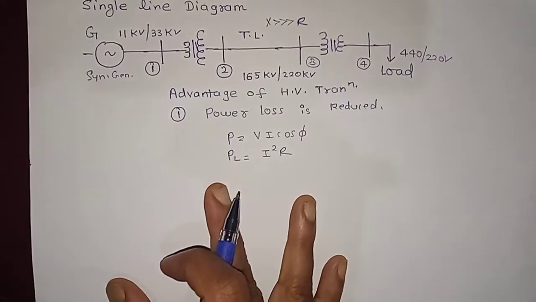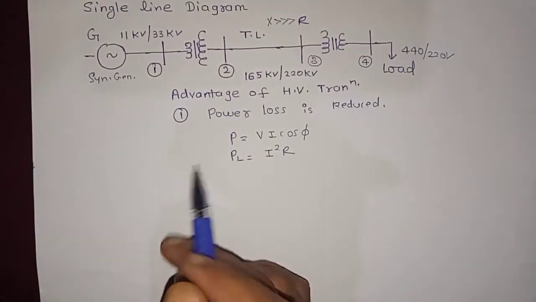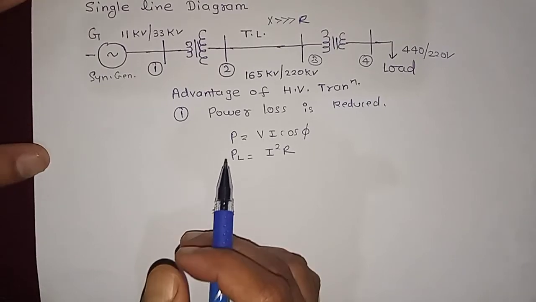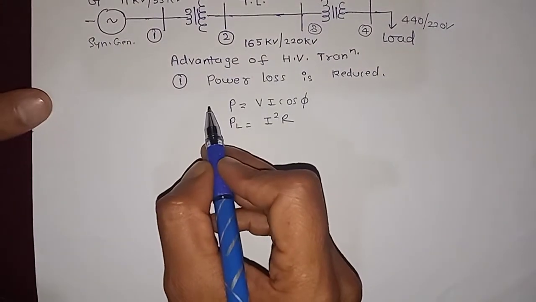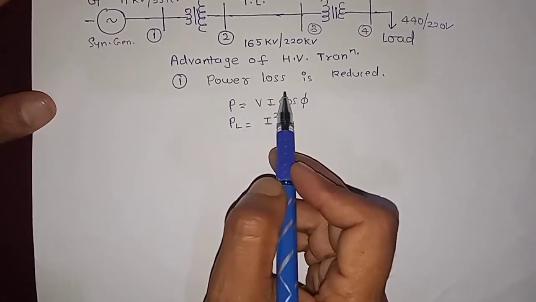So the first concept is why we are using high voltage transmission. There are some advantages of high voltage transmission. The first advantage is that power loss is reduced. So we can now prove how power loss is reduced.